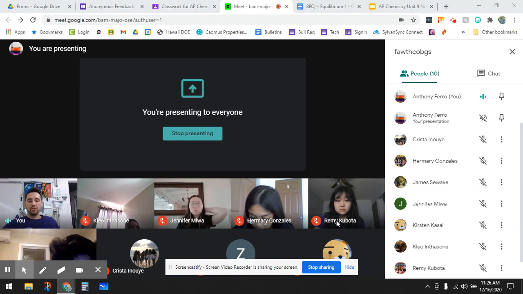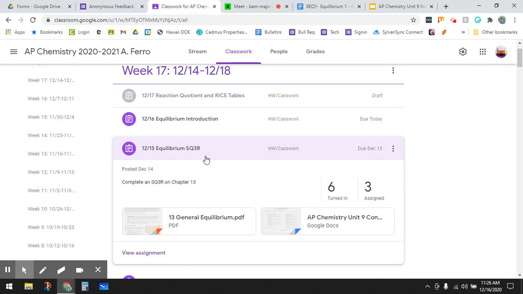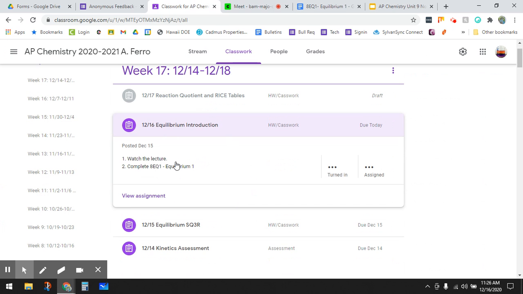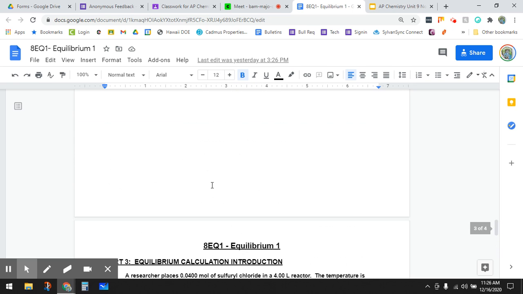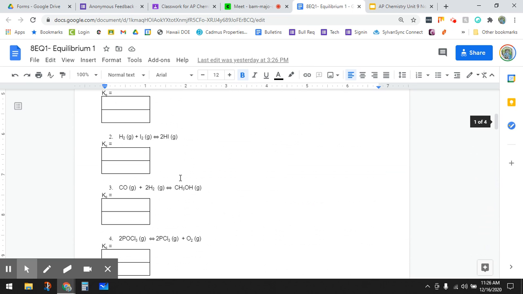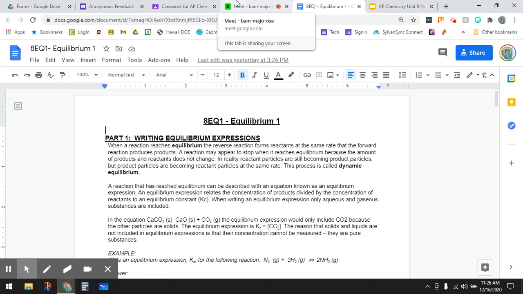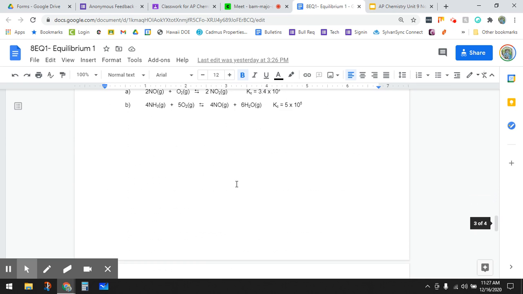Okay, so today we're going to talk about equilibrium. We're going to talk about what it is and go over a couple things about it. And then your homework assignment is to complete this 8EQ1 here. There are 3 parts to it, so make sure you do all 3 parts. I did include the answers to it as well, so make sure you give that a shot.